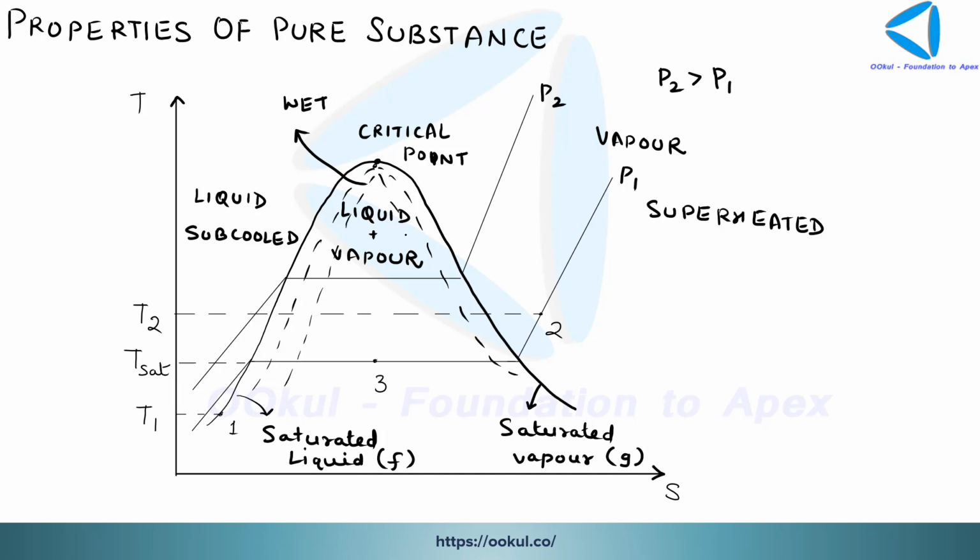So what is all this? We will discuss one by one. These dotted lines are dryness fraction curves, having the value of dryness fraction x equal to 0 at this one, and it keeps on increasing, and here x becomes equal to 1. Okay, so first of all let us see what those different terms are.